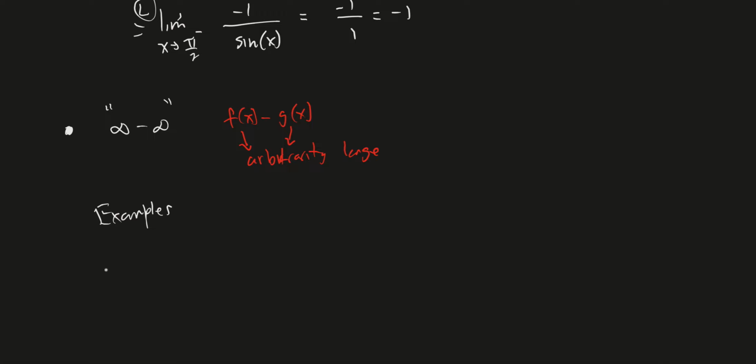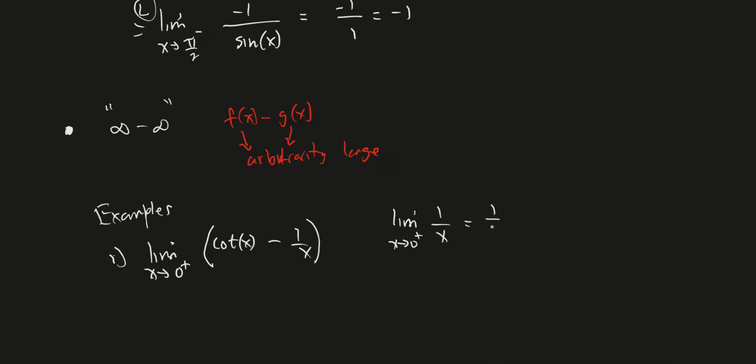So let's say we have the limit as x approaches 0 plus, and what we have is the cotangent of x minus 1 over x, right? Well, let's look at both of these separately. I think we can clearly see that if we take the limit as x approaches 0 plus of 1 over x, that's as clear as it can be as far as an infinite limit, right? So positive infinity. So this one goes off to positive infinity.